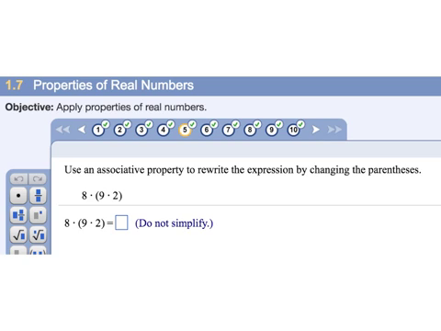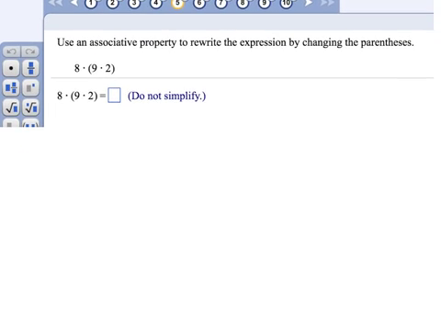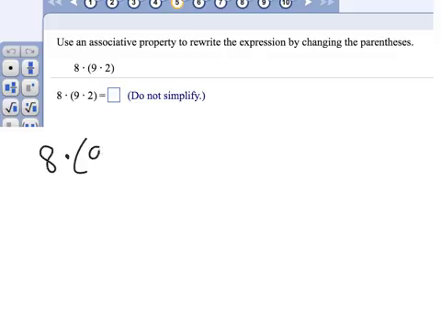We've got another associative property question. So here, use the associative property. Now remember, associative property means how the numbers are grouped is changed. So right now you see that the 9 and the 2 are being associated. They're being grouped. So it's 8 times the quantity 9 times 2.